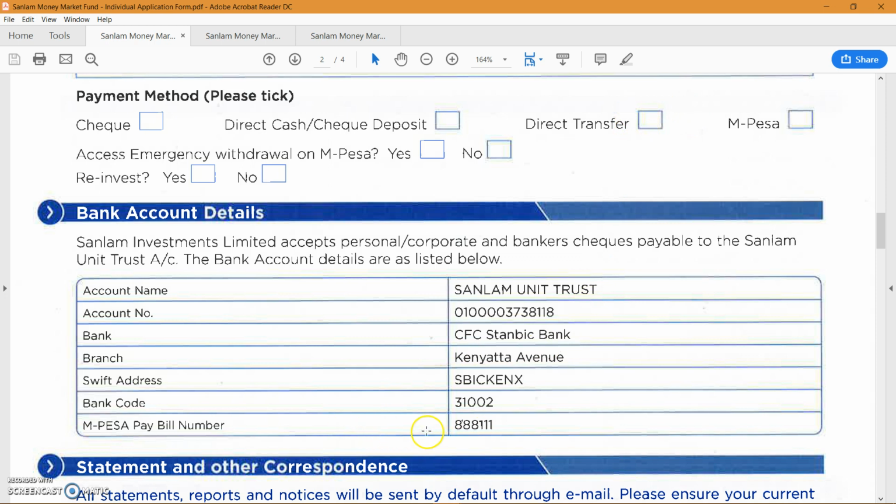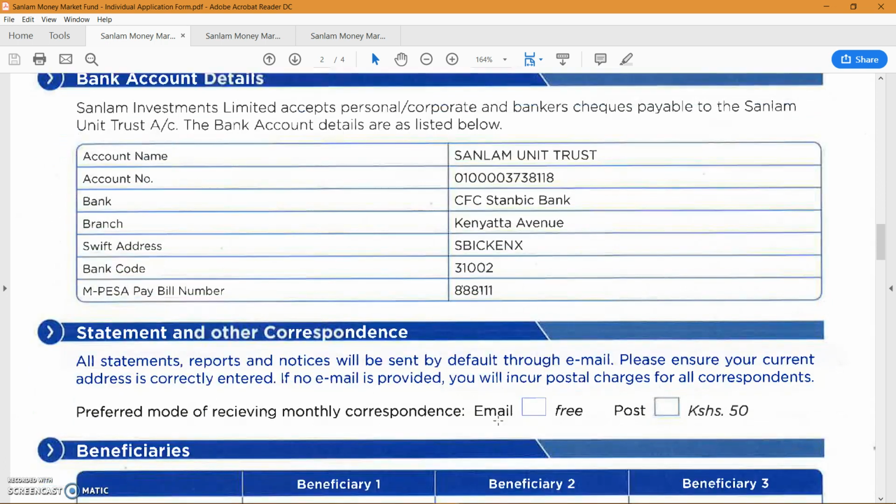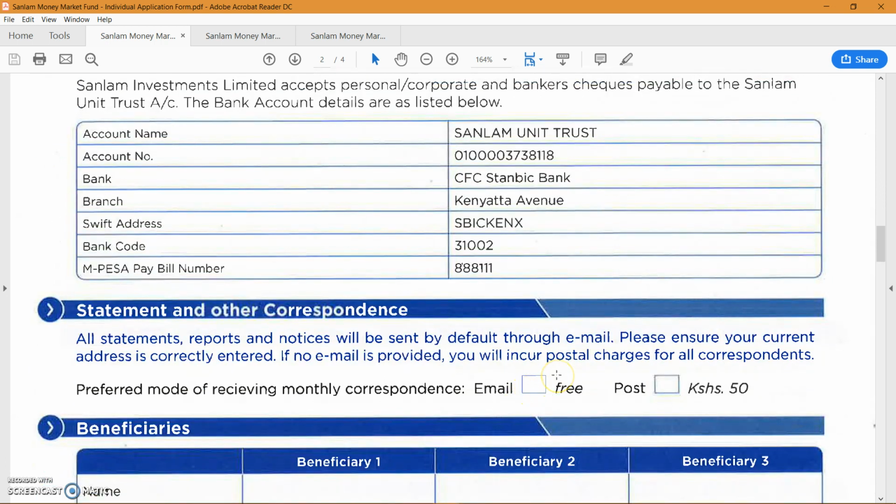Then the next thing we note here is the pay bill number. So for your first transfer, if you elect to choose to use M-Pesa, then at that point you don't have an account number, so the account number will be 5 zeros, with this being the pay bill number. You want the free email option.